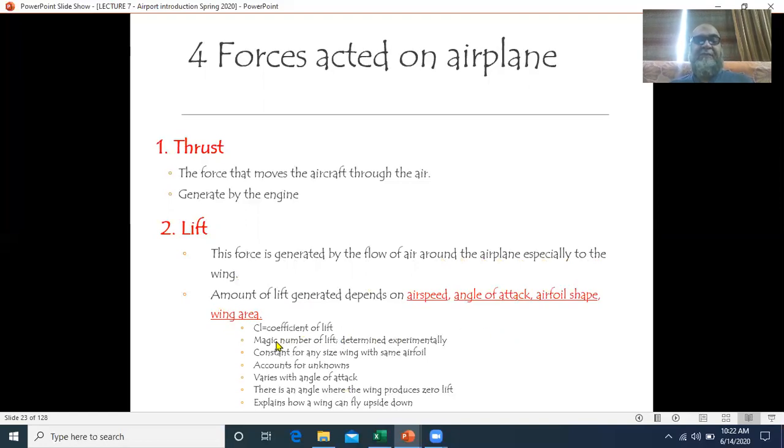The coefficient of lift is defined experimentally, and it is constant for any size wing with the same airfoil. It accounts for unknowns and varies with angle of attack. There is an angle where the wing produces zero lift. Explain how a wing can fly upside down.